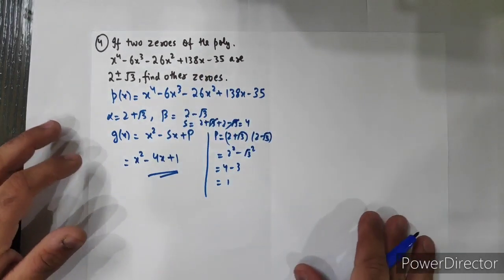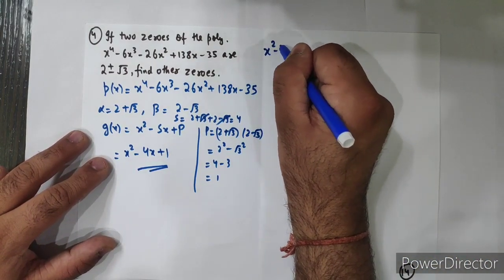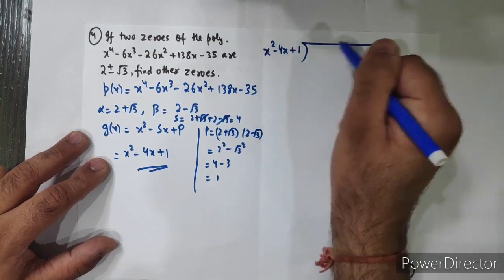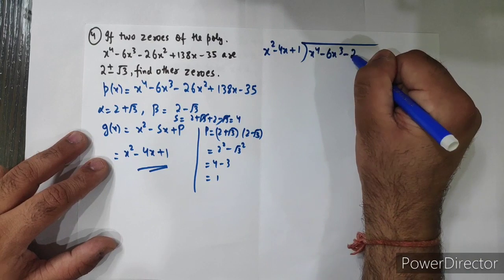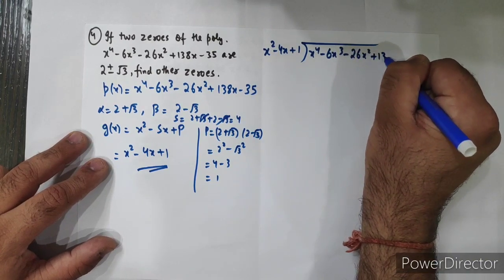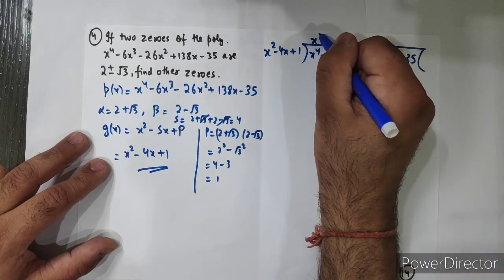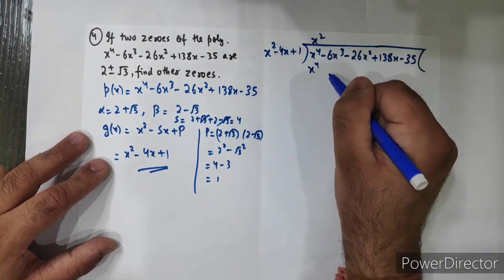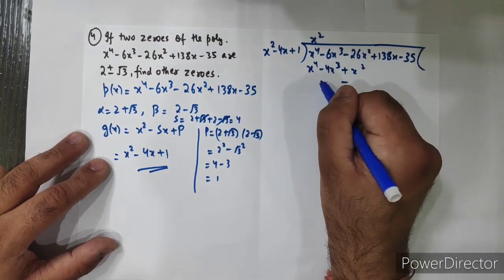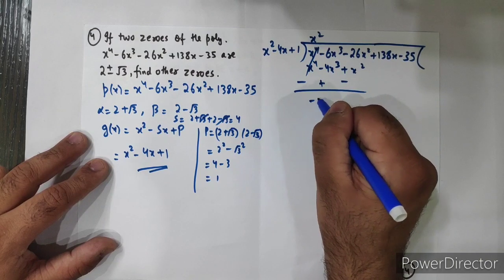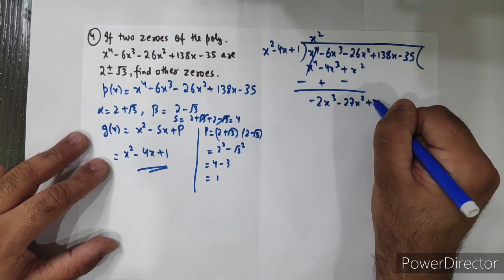Now let us perform the long division like it was done in that question also. After performing the long division, let us see what we get. We are going to divide x4 minus 6x cube minus 26x square plus 138x minus 35 by this. First we'll multiply by x square to get x4 minus 4x cube plus x square. After solving this and changing signs, this will cancel. This will be minus 2x cube minus 27x square plus 138x.